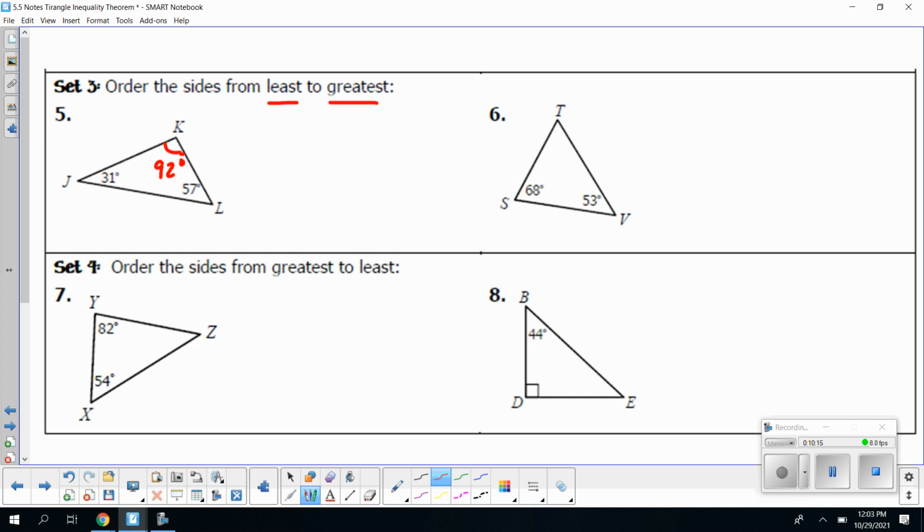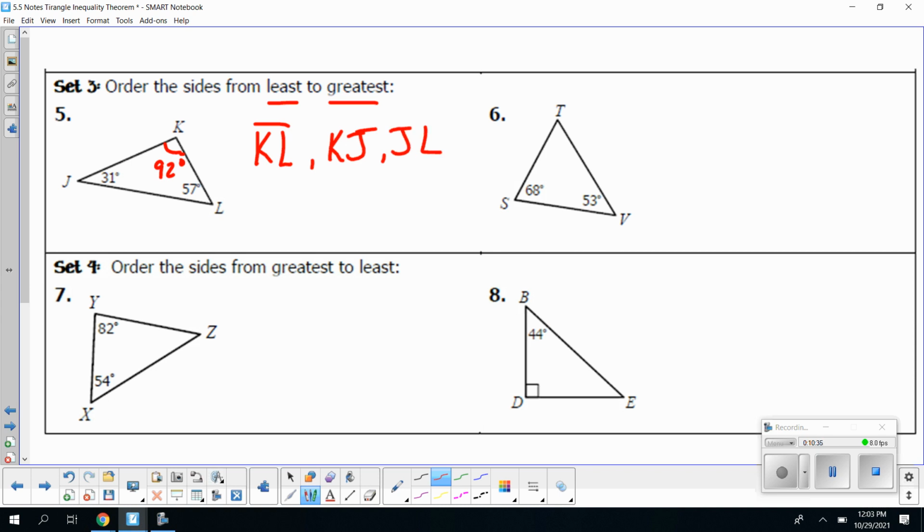All right, so from smallest to greatest, the smallest angle is angle J. The side opposite that is KL. The next angle is 57. The side opposite 57 is KJ. And the largest angle is 92, and the side opposite that is JL.